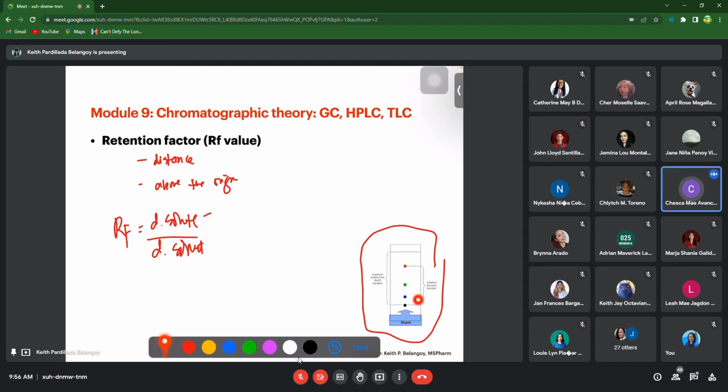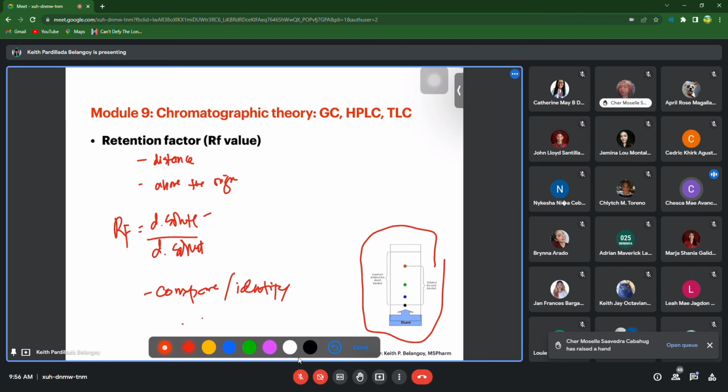Excuse me, miss. The retention factor can be used to compare with other TLC or other kinds of chromatography and help identify the compounds. It is also used to determine the polarity, the relative masses, and also the relative solubilities.